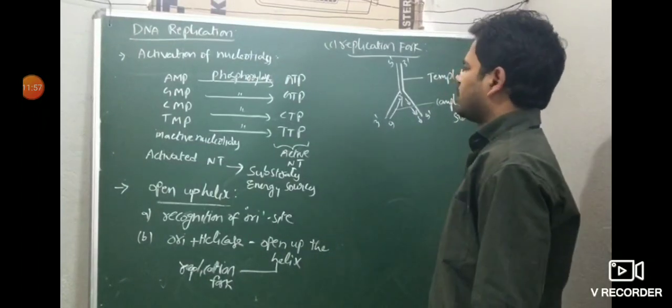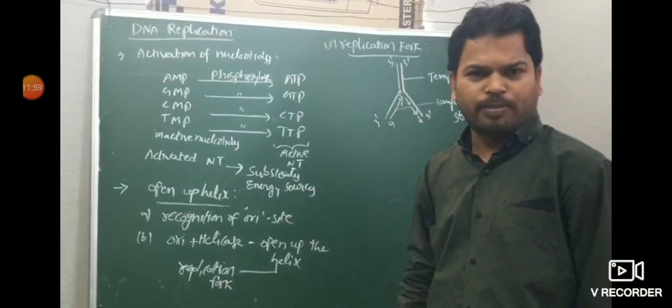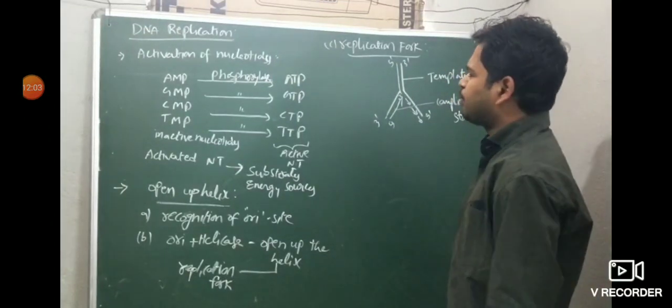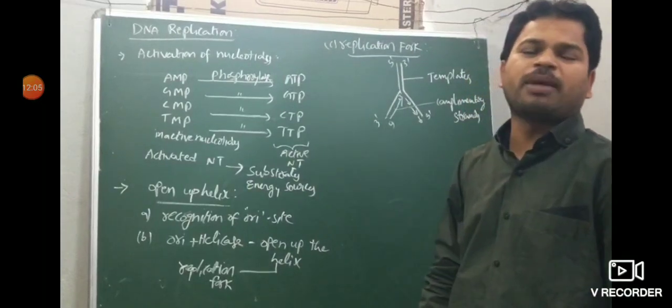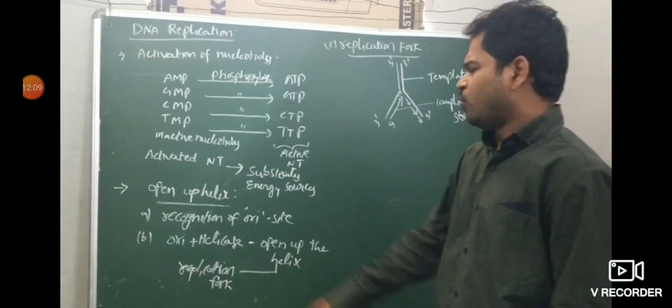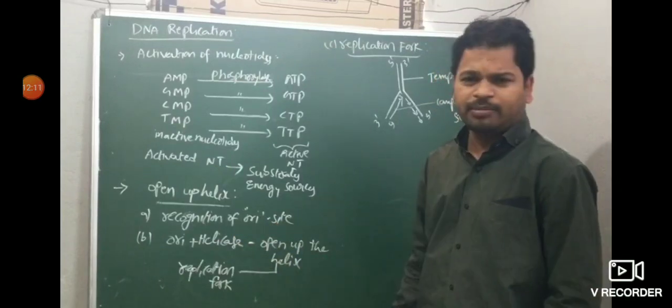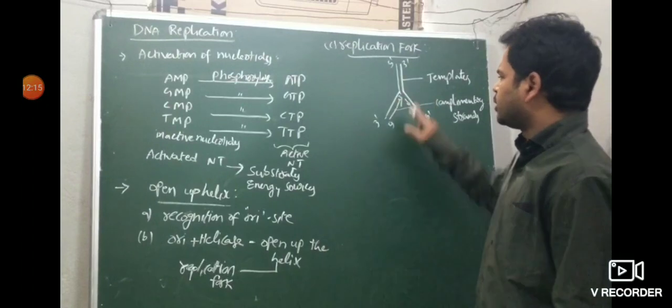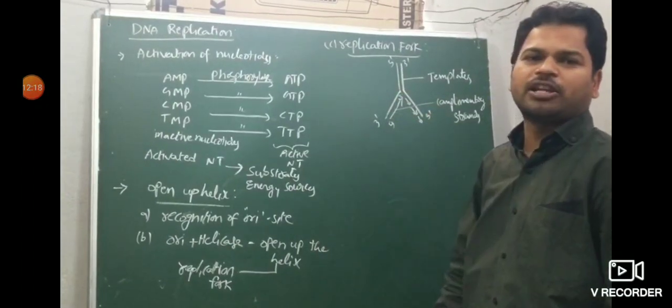How is it formed, sir? So what is the meaning of replication fork? It can even be a 2 or 3 mark question. Define replication fork, then draw the schematic representation or the diagram of the replication fork. The ORI site binds with the helicase enzyme, then opens up the helix. When the helix opens up, it is formed like this. This is called the replication fork.